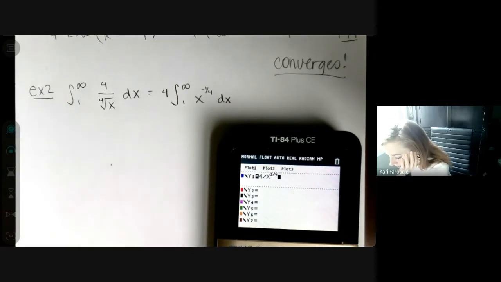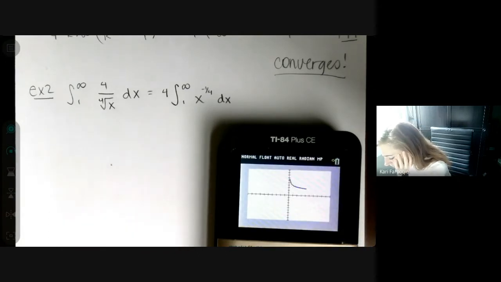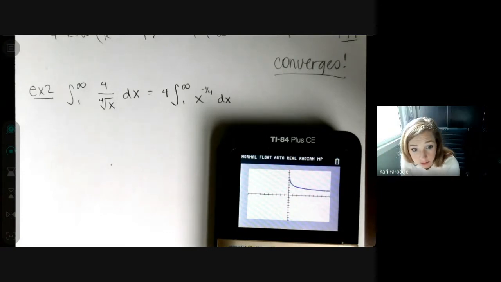Okay, so 4 divided by x to the 1/4 power. I'm going to zoom standard for right now, but we are looking at this from 1 to infinity. Now you might be looking at this and thinking, gosh, this looks really similar to the last one we did. It's just sort of leveling out. But look at what it's leveling out to, though. If it is leveling out at all, which it's really going to take a long time to do so.